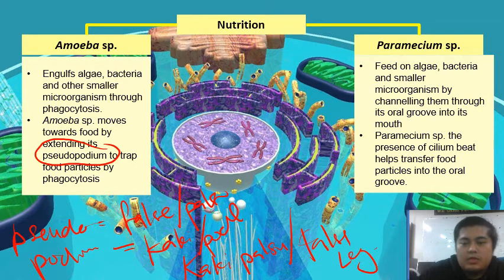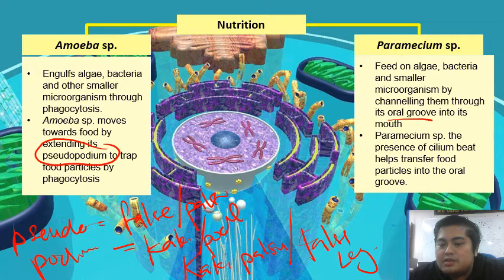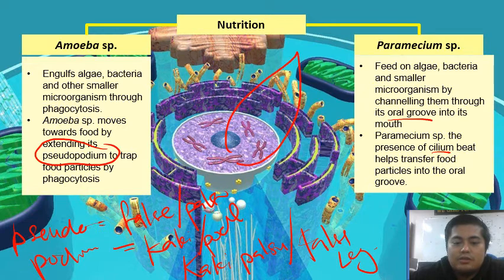So meanwhile, paramecium pula, it feeds on algae, bacteria and other smaller organisms by channeling them through their oral groove into the mouth. Paramecium, the presence of cilia helps to transfer the food particles into the oral groove. So dengan bantuan cilia dekat tepi-tepi dia tadi, so let's say this is our paramecium. So kat tepi-tepi ni dia ada presence of cilia. So cilia ni akan membantu untuk menghantar makanan tu ke kita punya oral groove.